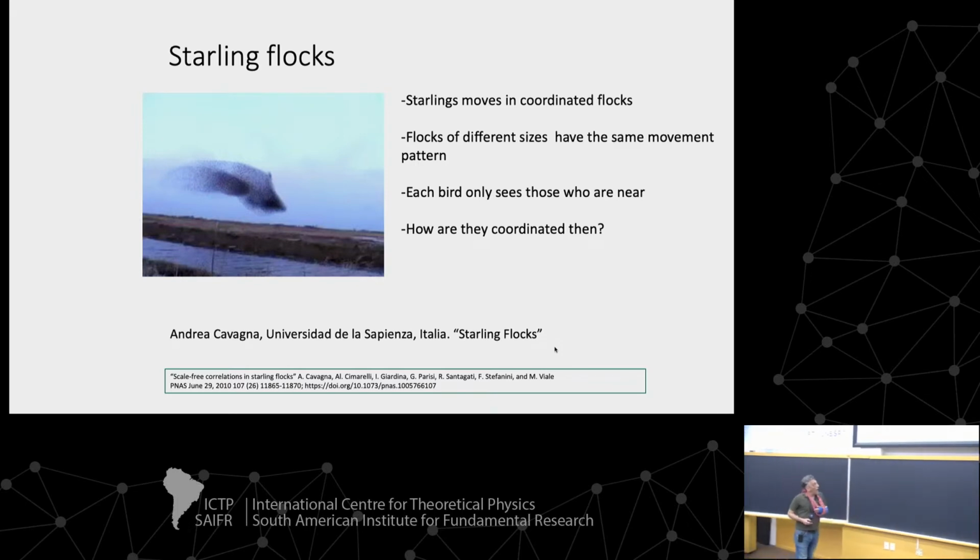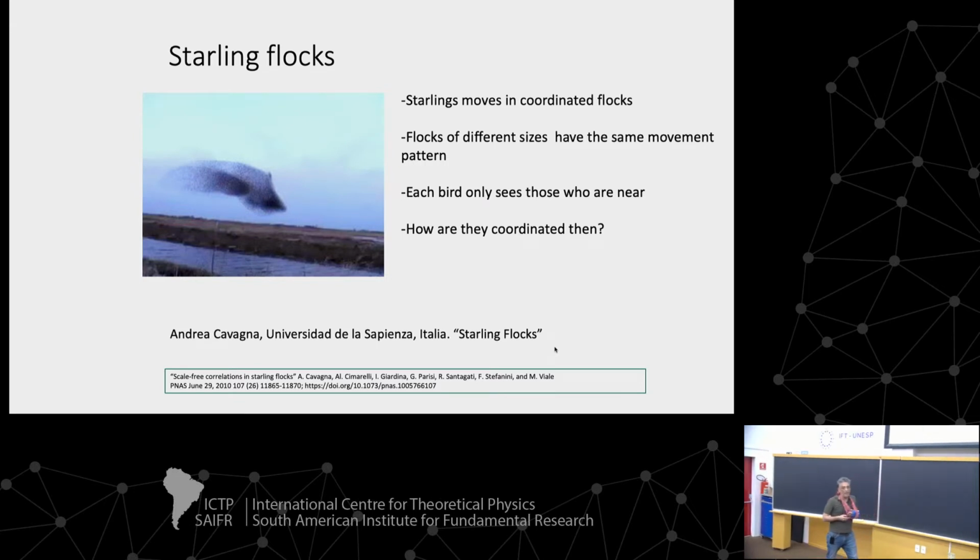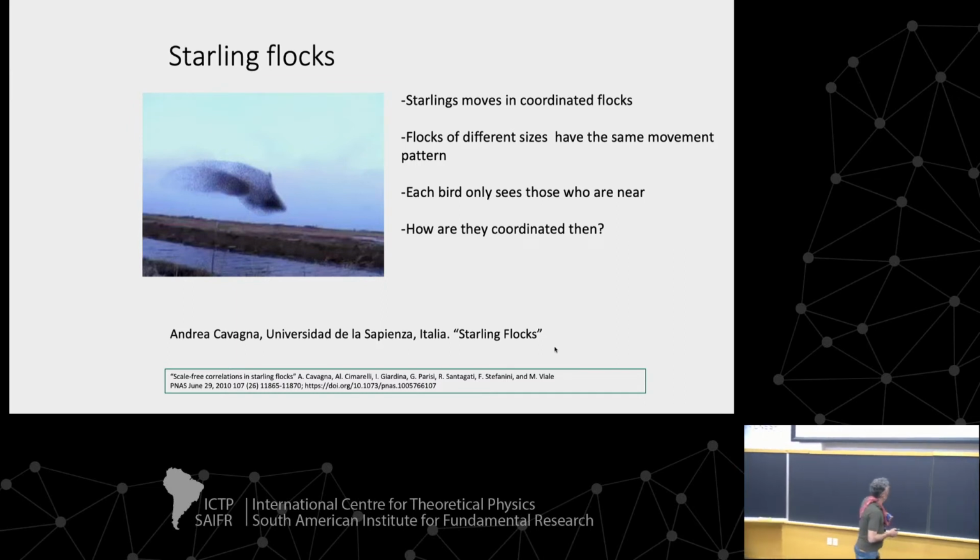So how can we explain it? Well, there is a very nice paper by Andrea Cavagna and the people from La Sapienza, Giorgio Parisi, last year's Nobel Prize winner, when they studied scale-free correlations, how they emerge, and how to describe the statistics of this kind of flock.